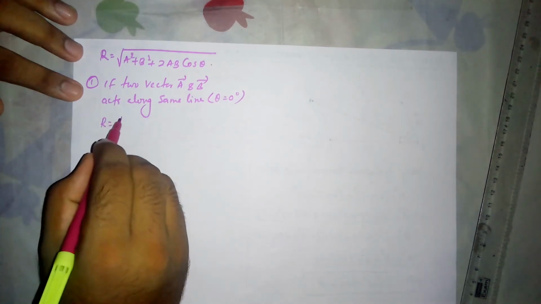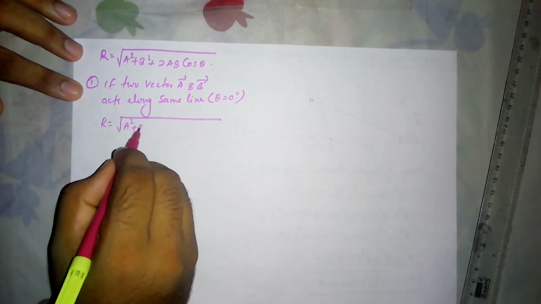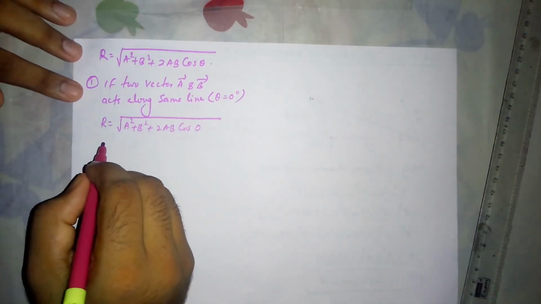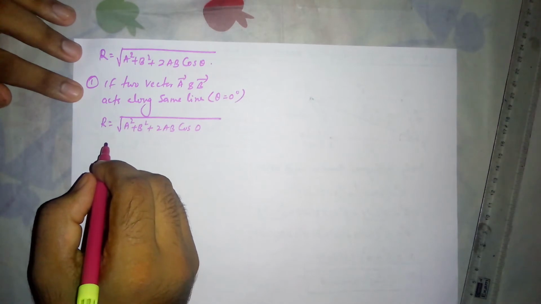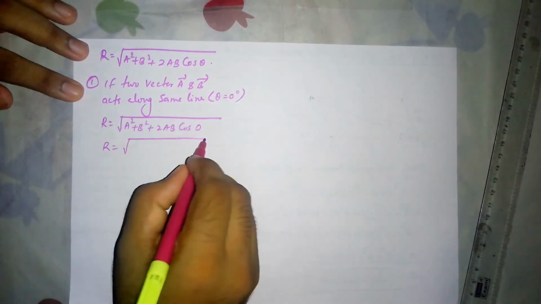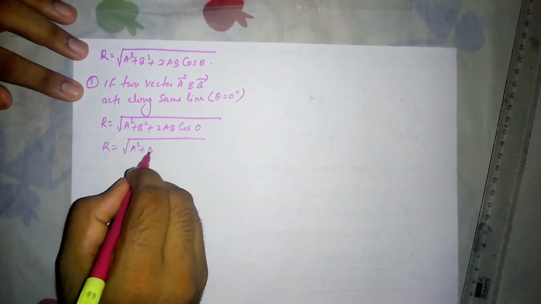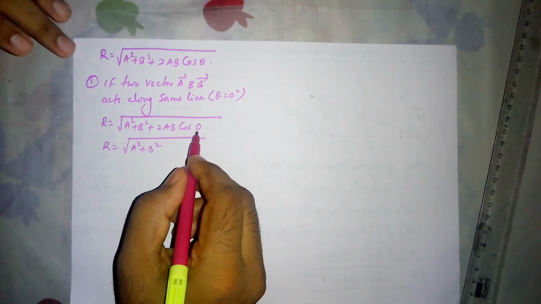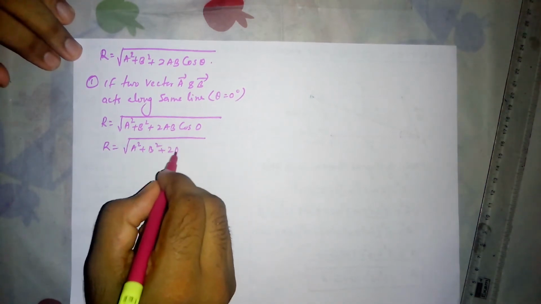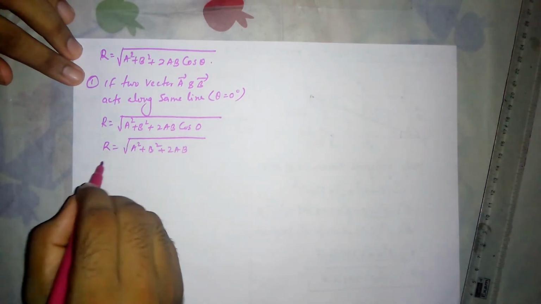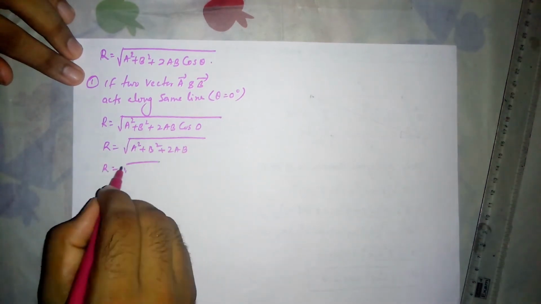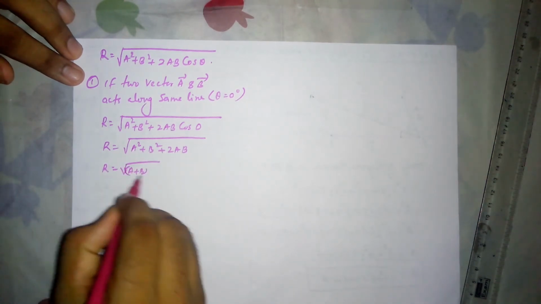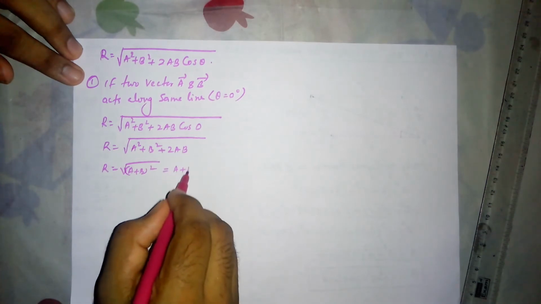Now we can find out the magnitude by substituting the values: a square plus b square plus 2ab cos 0. From this we can understand that r is equal to square root of a square plus b square. Then, cos 0 is what? Cos 0 is equal to 1, right? So this will be 2ab. So r will be equal to square root of a square plus 2ab plus b square, which is equal to a plus b whole square, or this is equal to a plus b.